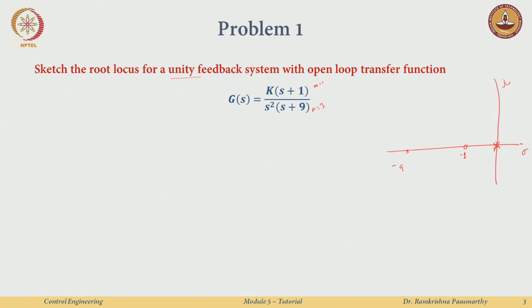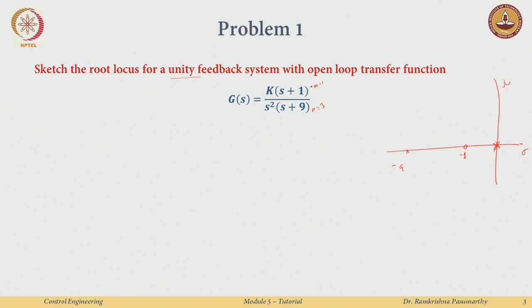So first thing is, there are 3 poles and 1 zero. The root locus will have 3 branches. One of these poles will go to the zero and 2 of them will go to infinity. Now we need to find out how these 2 go to infinity.